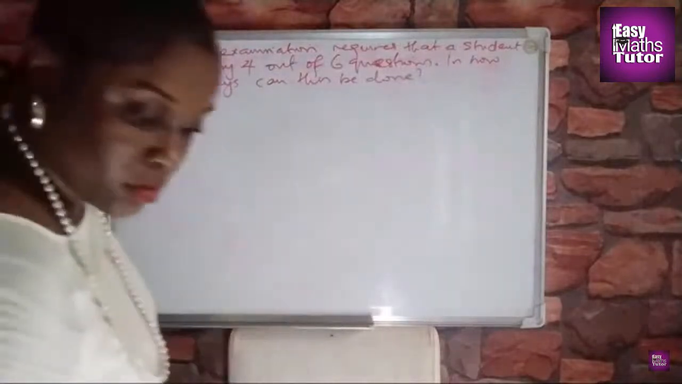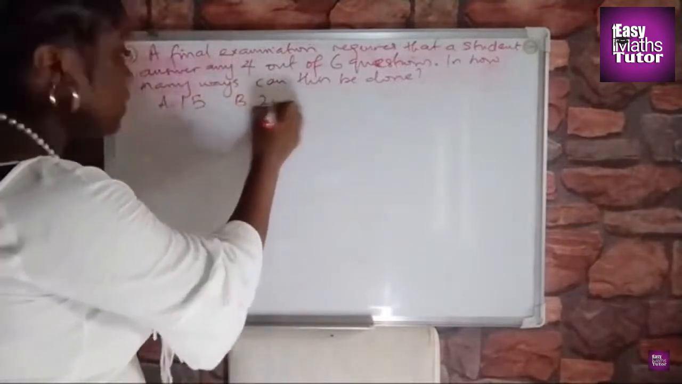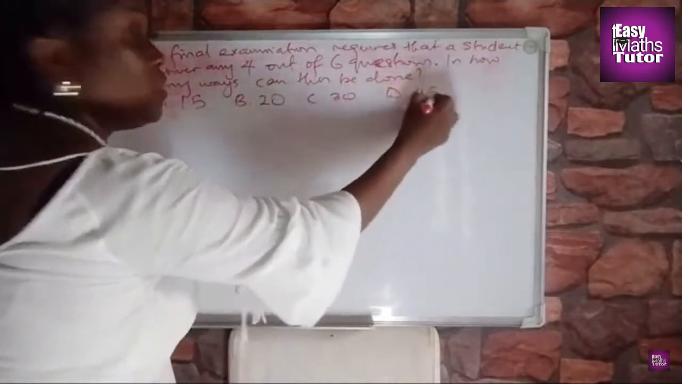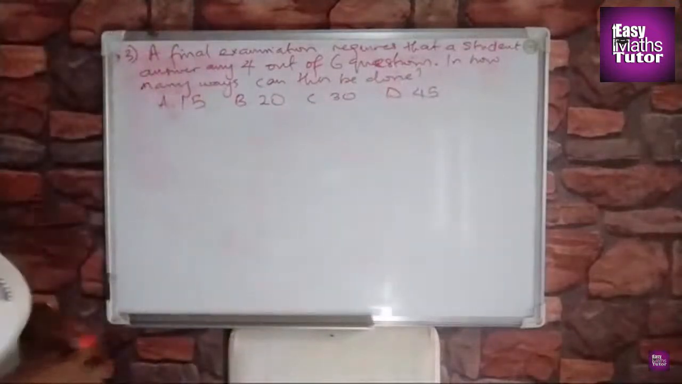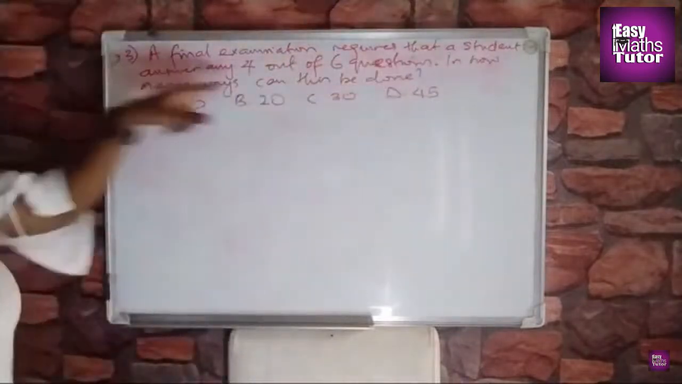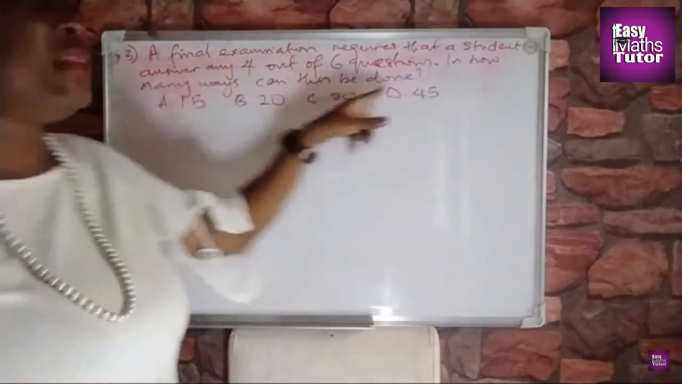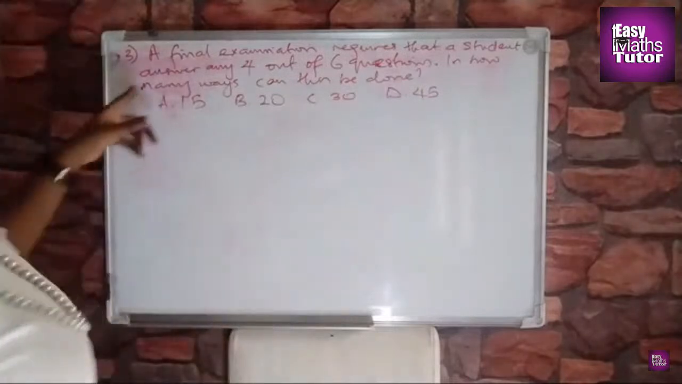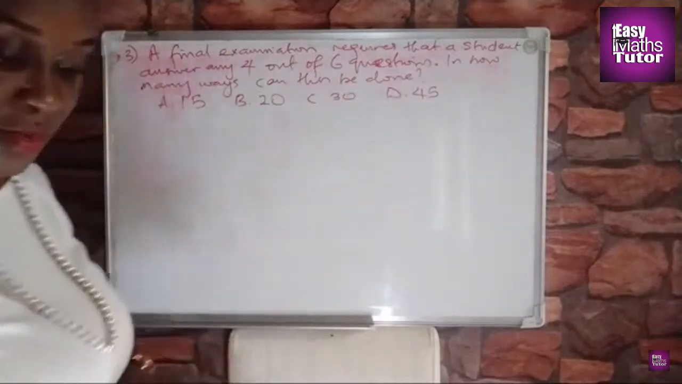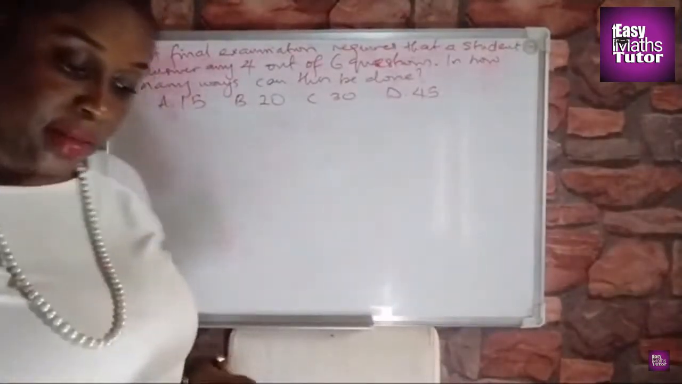Now, our first option is 15. Second option B is 20. Option C is 30. Option D is 45. So the question: a final examination requires that a student answer 4 out of 6 questions. In how many ways can this be done? So this looks like a computation and permutation question. Let's solve it immediately without any delay.